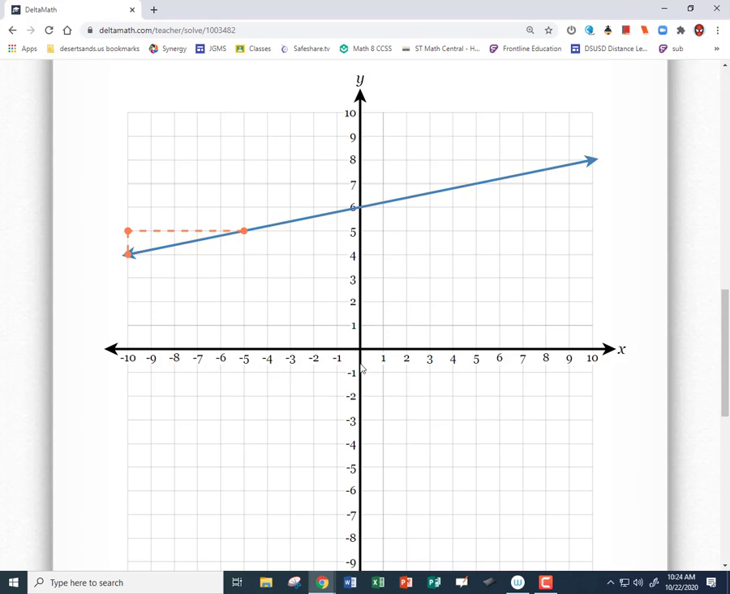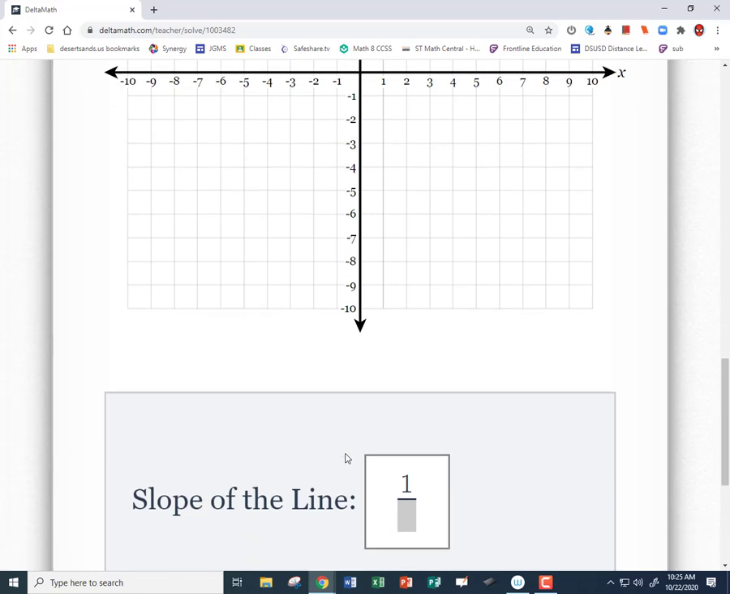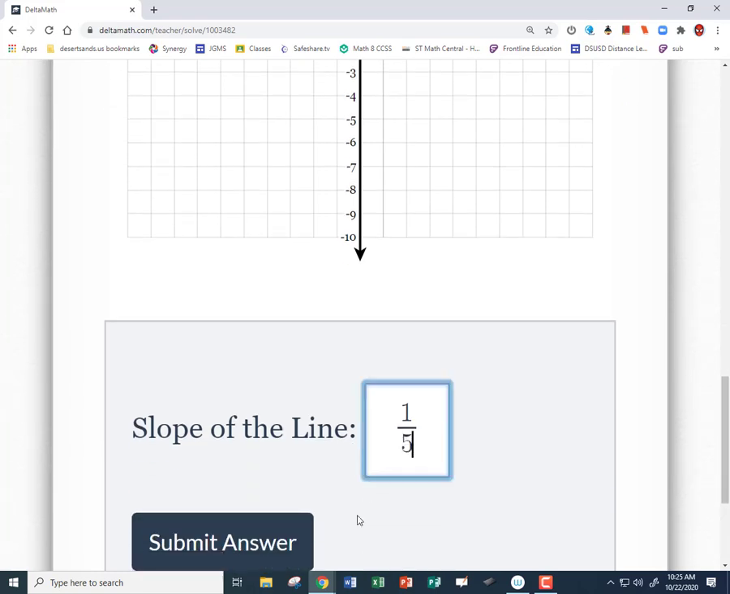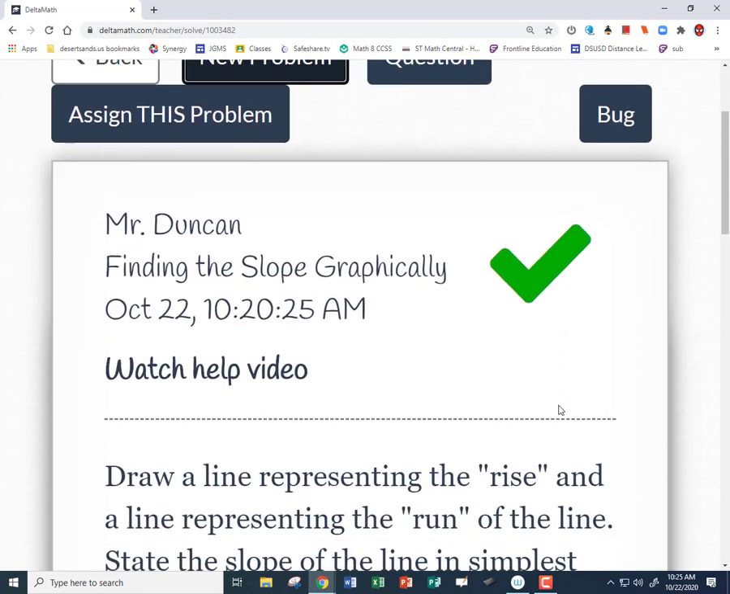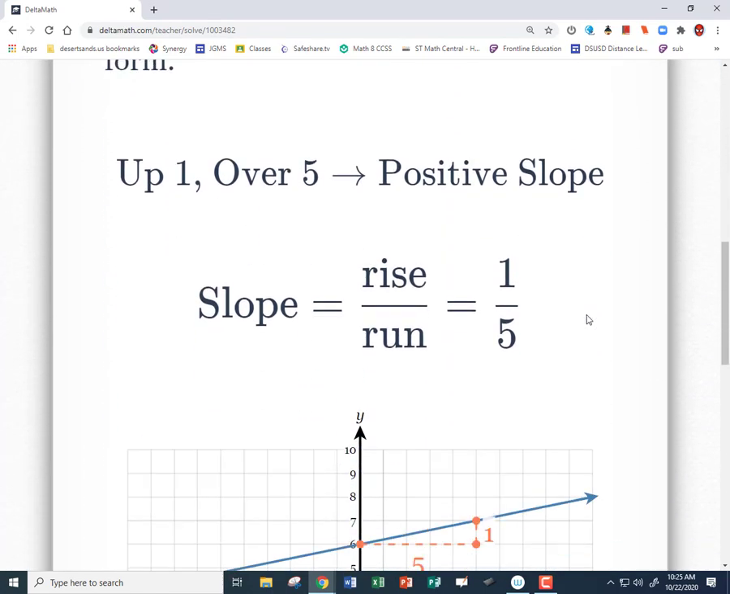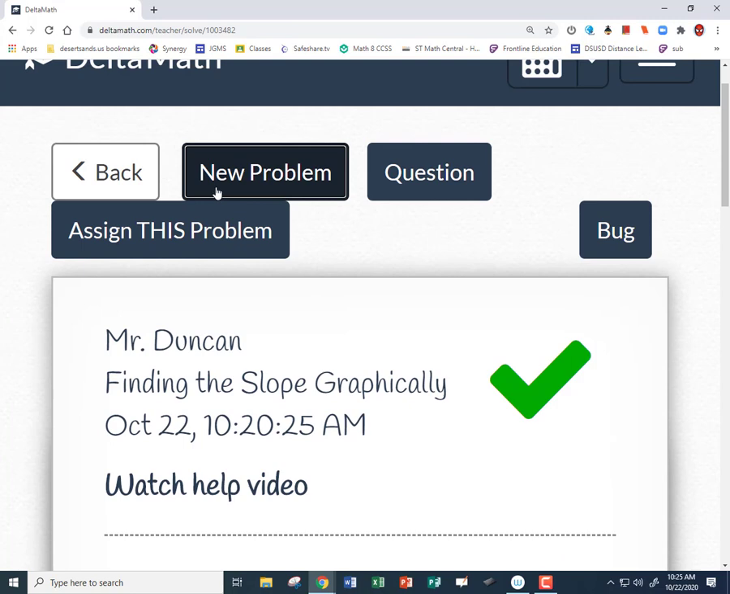So in other words, when you move to the right, it's positive. If you move to the left, it's negative. If you move up, it's positive. And if you move down, it's negative. So again, I moved to the right. So that's going to be a +5. And I'm going to submit the answer. And we got the green check mark. We're good to go. Okay, let's do another question.